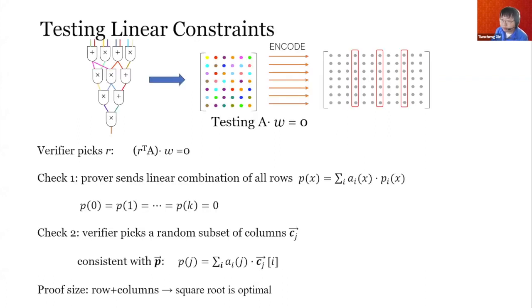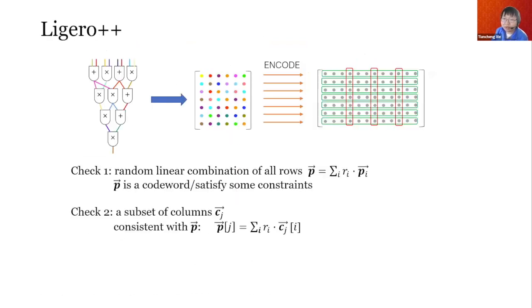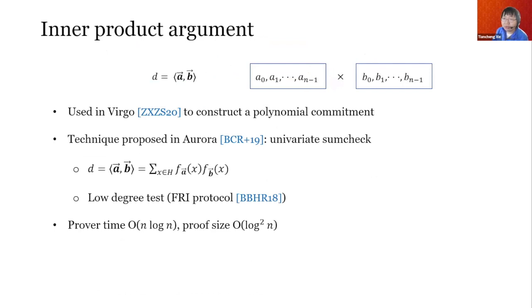So in order to reduce square root to polylog, we need to exploit the structure of this style of checking. So before that, I will introduce the inner product argument here. It's used in Virgo and it is actually constructed from Aurora. It enables the prover and the verifier to prove an inner product statement. So it runs in log n time and it only incurs a polylog proof size. It's a very small proof size actually.